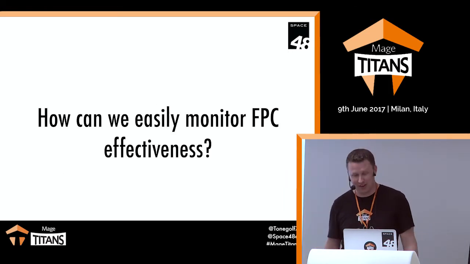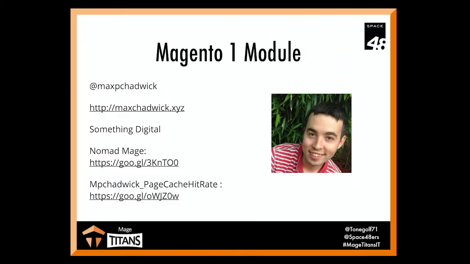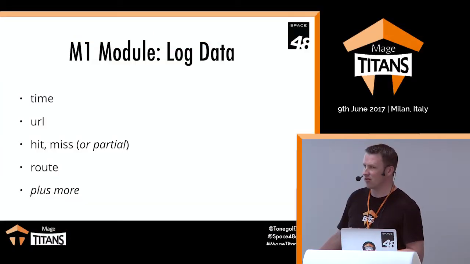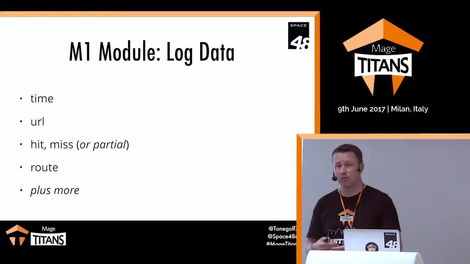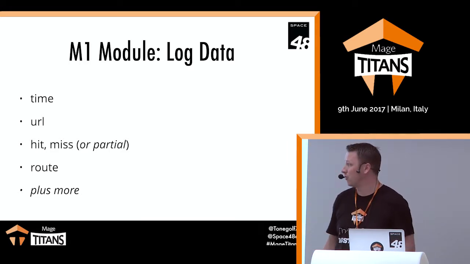So what can we do about this? Well, for Magento 1, there was a module that was created by a guy called Max Chadwick at Something Digital that we use and have used very successfully, called Page Cache Hit Rate. And what this will do is create a basic log of page requests containing this data: the time, URL, whether it's a hit or miss. M1 has the concept of a partial hit as well, but we'll gloss over that. And also the route that was responsible in Magento, the controller that was used to make that response from that URL.